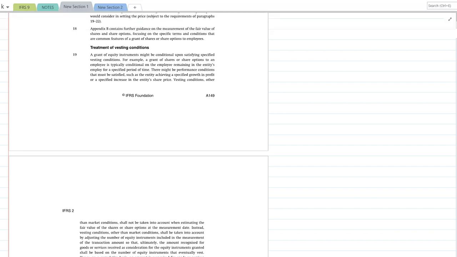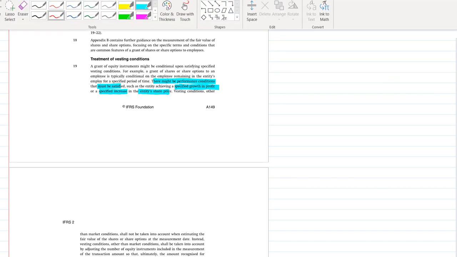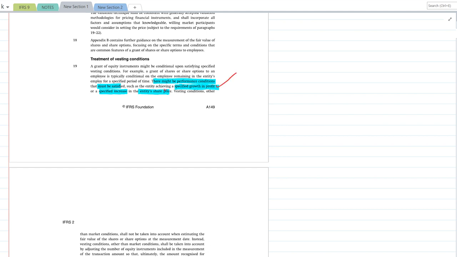It says here, there might be a performance condition that must be satisfied, such as the entity achieving a specified growth in profit, or a specified increase in the entity's what? Share price. There are only two things they've mentioned: profits or share price. The examiner does not have a choice, and in most questions that's exactly what they test. Now, this is the performance condition, but a specified profit is a non-market condition. We already discussed this in the first video. But the share price one is a market condition. So let's see what they say.